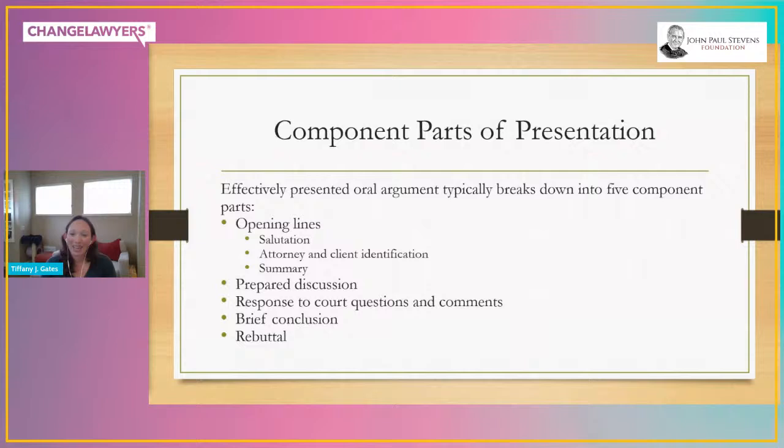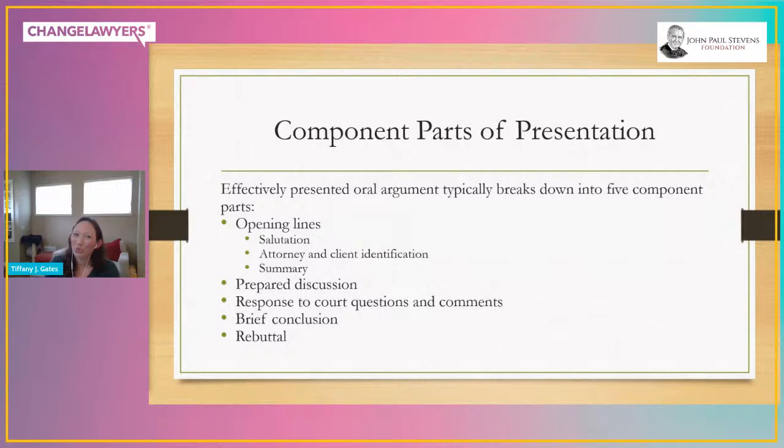But if you're in a situation where you're not being asked a ton of questions and you do actually have the chance to wrap up in a nice way, then certainly take the opportunity to remind the court, here's the disposition I'm asking for. You know, "We respectfully request that you reverse the judgment," or "that you affirm the judgment," or something like that. Have a little one-sentence package that summarizes what it is you're asking the court to do.